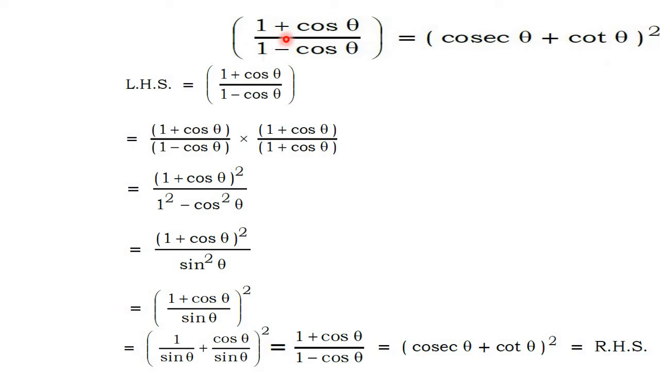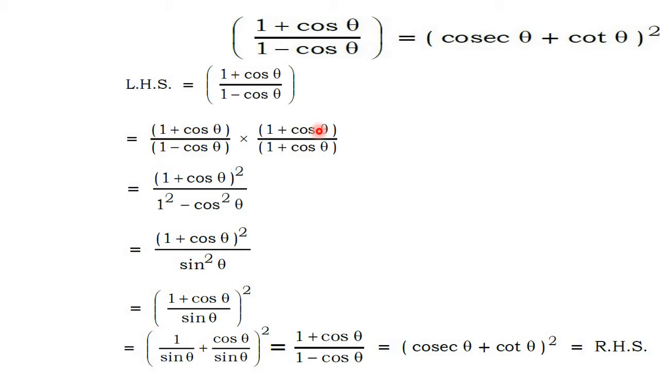Here we have to prove (1 plus cos theta) divided by (1 minus cos theta) is equal to (cosecant theta plus cot theta) whole square. Let us write the LHS: (1 plus cos theta) divided by (1 minus cos theta). Now let us multiply both numerator and denominator by (1 plus cos theta) divided by (1 plus cos theta).